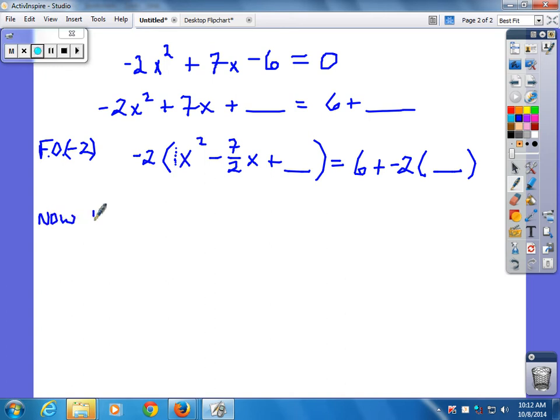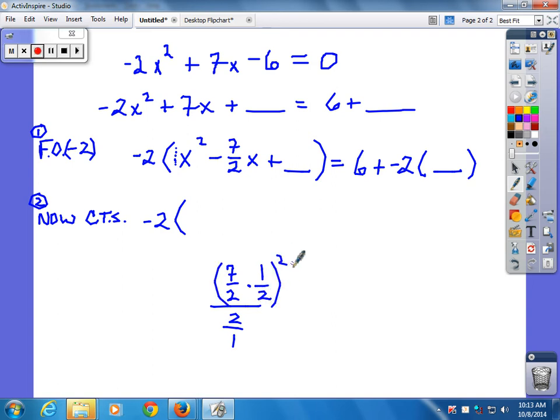Now, complete the square. And the reason I'm writing this like this is because what comes first? Factoring out comes before complete the square. And I guarantee you, some of you have tried to do it the opposite in your homework, and you've gotten the wrong answer, or you've gotten mixed up. So, -2 times, and then we take 7 divided by 2, divided by 2 over 1, which means we multiply it by what? 1 over 2, and then we what? Square it. So what's 7/4 squared?